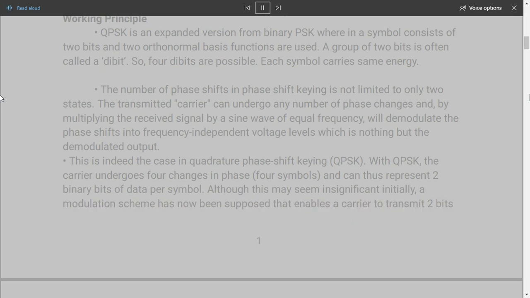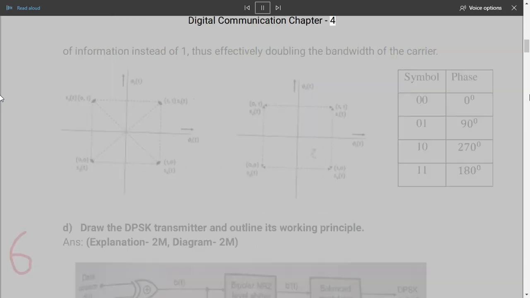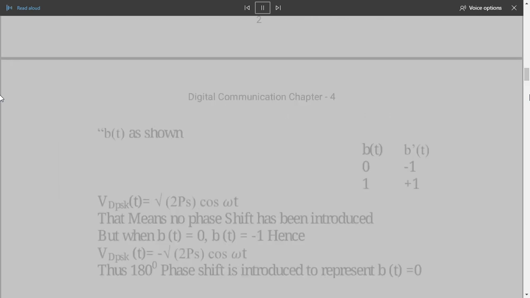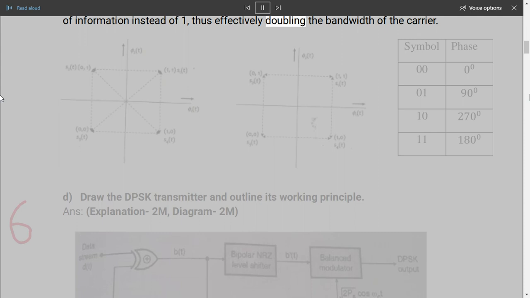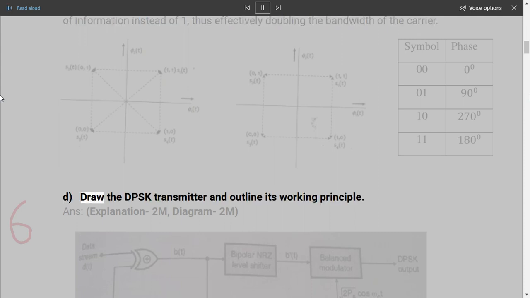Digital Communication Chapter 4. 2. of information instead of 1, thus effectively doubling the bandwidth of the carrier. D. Draw the DPSK transmitter and outline its working principle. ANS. Explanation 2M, Diagram 2M.